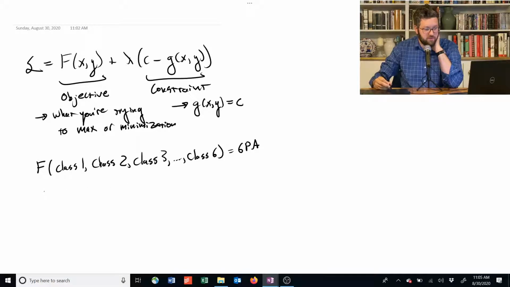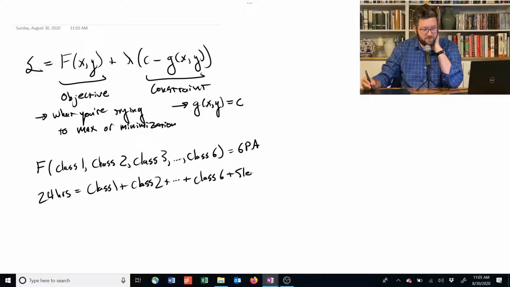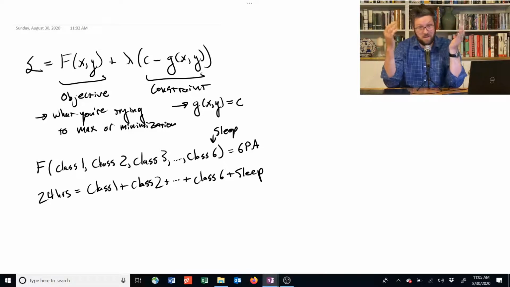And my constraint is that I have 24 hours before the exam, and I need all of the time I spend studying in them to add up to whatever hours. And I could even add another variable in here for sleep, and put that in my function here so that sleep affects my GPA. And this is a weird problem that I just made up, but I could use the Lagrangian to solve it, if I actually had a function that told me how spending time studying for different classes gives me a GPA.